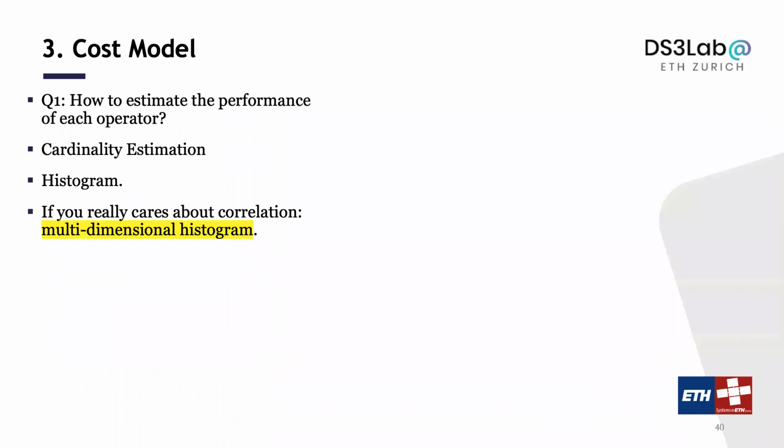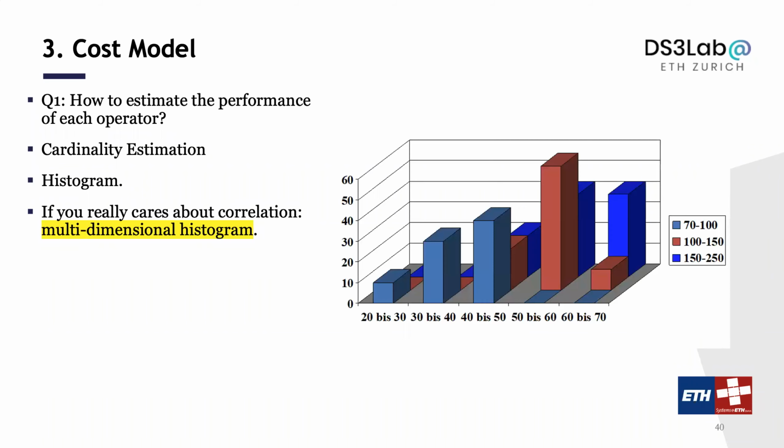If you really care about correlation, you could build some higher order histogram. For example, if I only care about 2 directions, my histogram has 2 dimensions. For each combination of the values, I have a bin. So then I have a histogram, and you could do that.